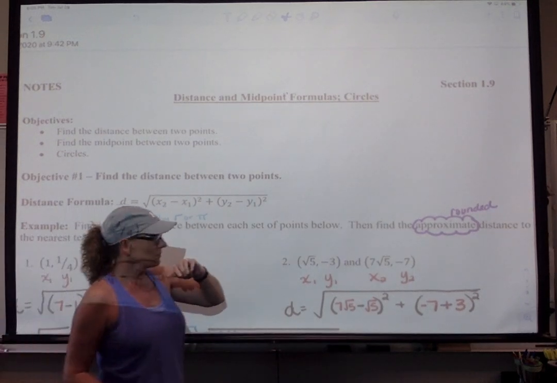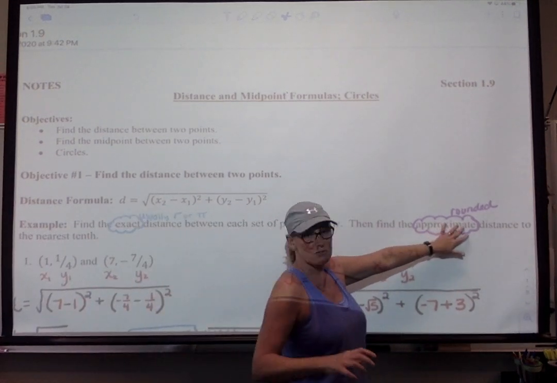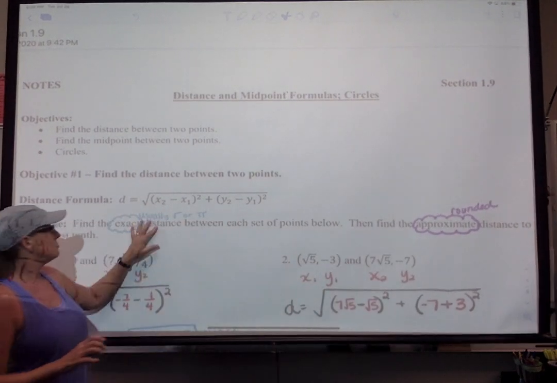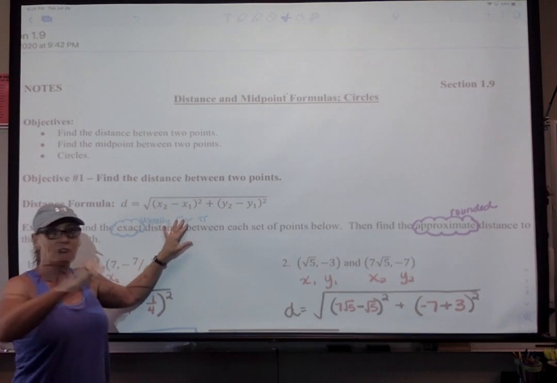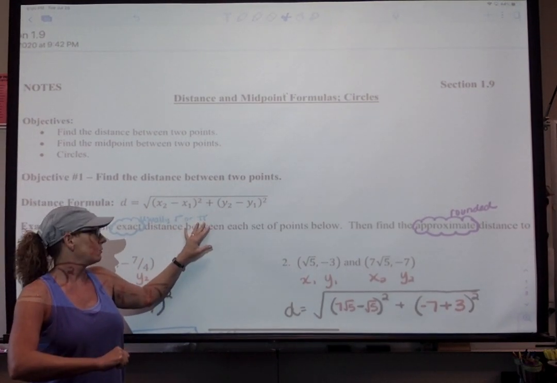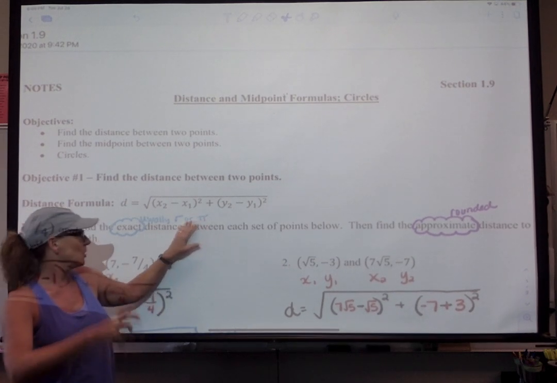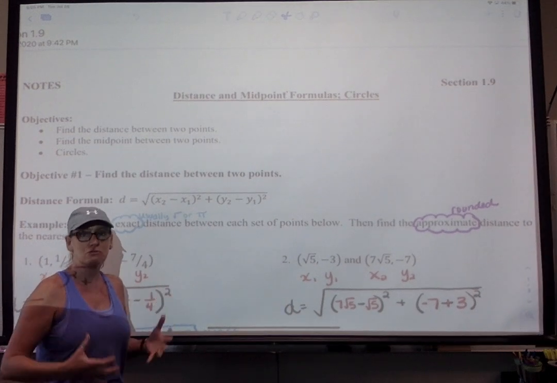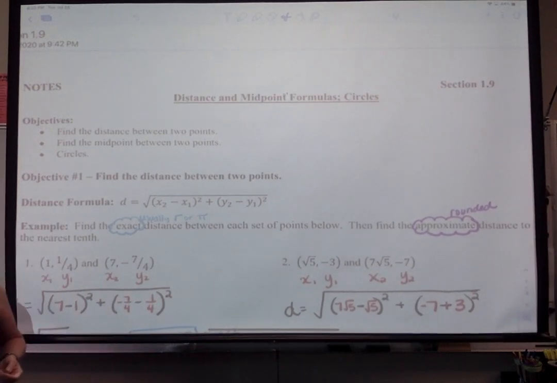So rounded, this is whether you round or whether your calculator rounds. Exact usually means you're going to have a radical in your answer, or you might have a pi symbol in your answer. And we're not dealing with pi symbols today, so today if it says exact, we may end up with a radical in our answer.